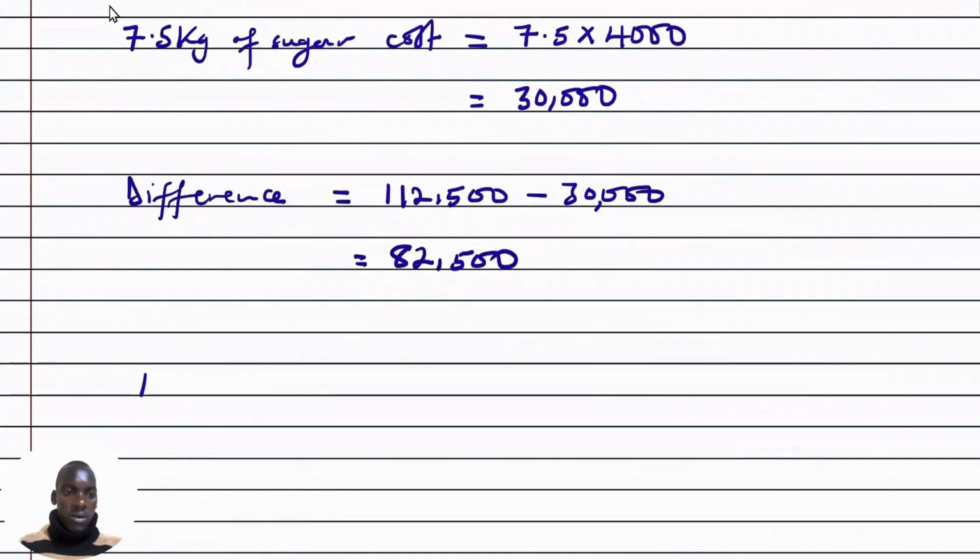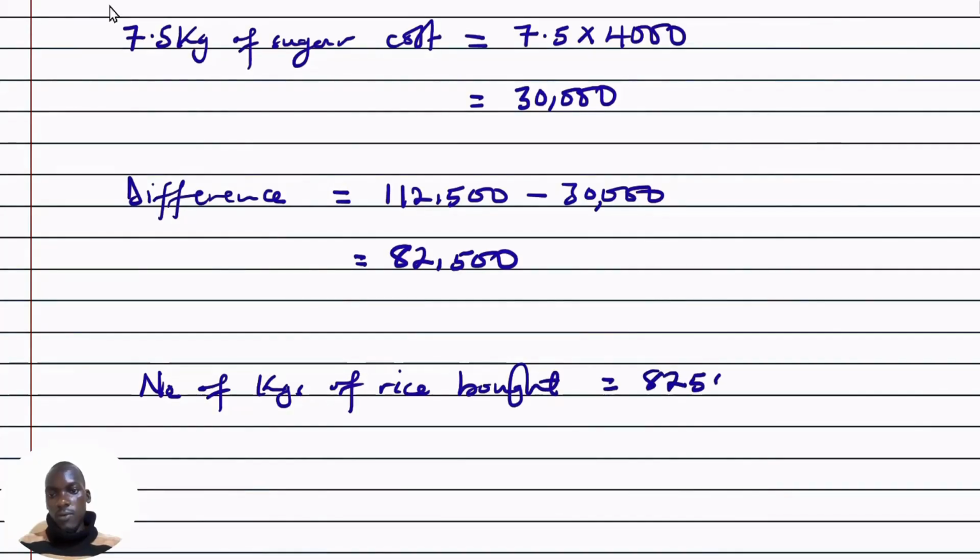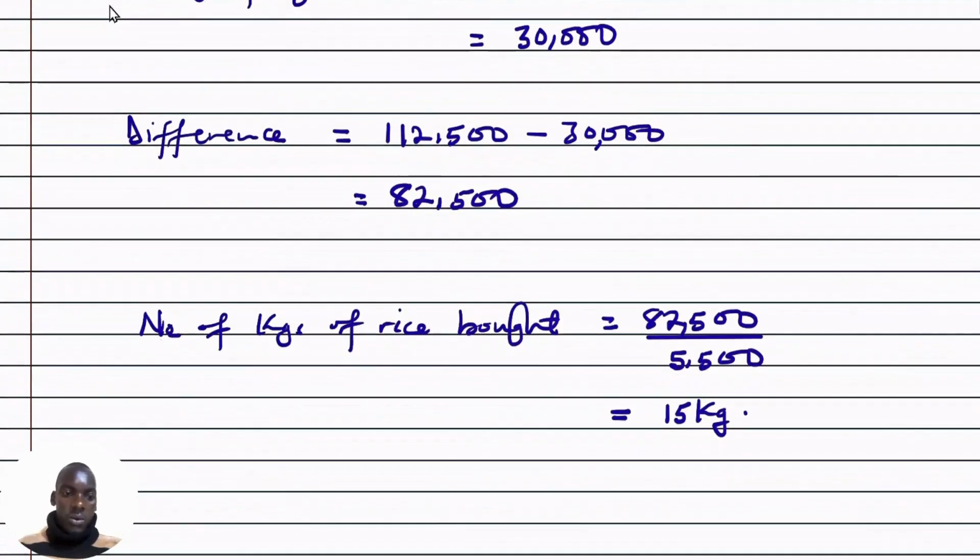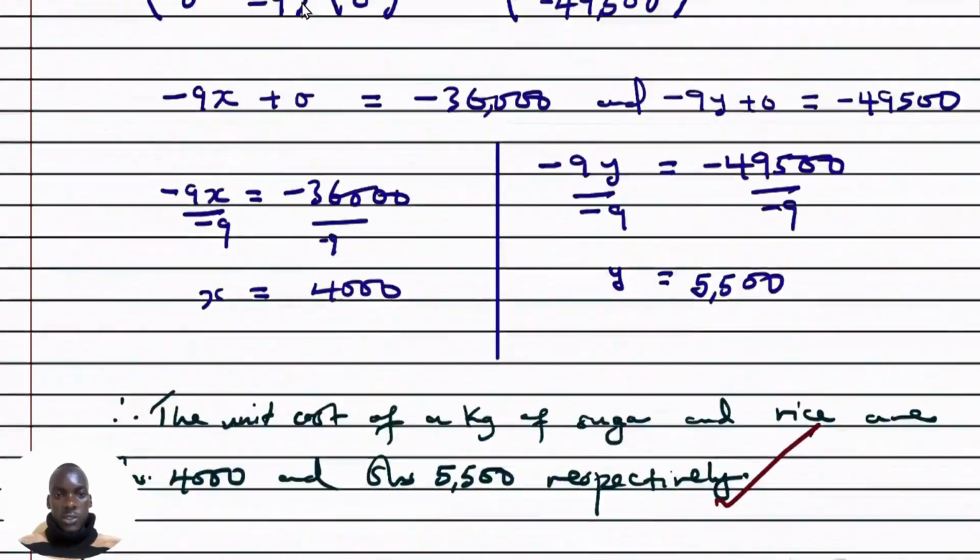So now to get the number of kilograms of rice bought, simply we are going to get the total amount, which is the 82,500 divided by the unit cost of a kilogram of rice, which is 5,500. So if I compute, if I press my calculator, I'm getting the answer to be 15 kilograms. Therefore, we can go ahead and conclude that therefore 15 kilograms of rice were bought. So this marks our last part of our question or our item.